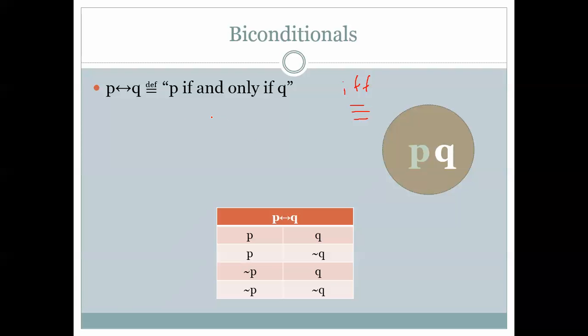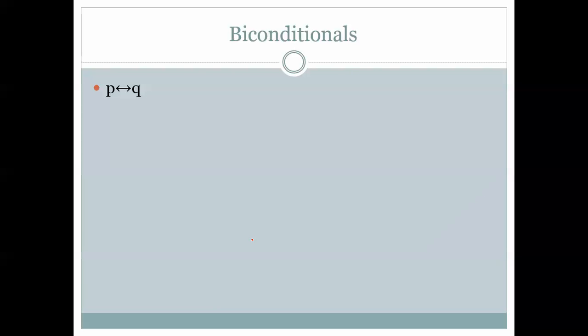Now, if I say P if and only if Q, two of these are not possible, right? I can't say I'm inside of P, but I'm not inside of Q. I can't say that I'm not inside of P, but I am inside of Q. So the only two that are possible are both P and Q are true, or both P and Q are false. So you can imagine the way that we're going to get some kind of conclusion out of this: we're going to either say we have one of them, therefore we have the other, or we're going to say we don't have one of them, therefore we don't have the other, right?